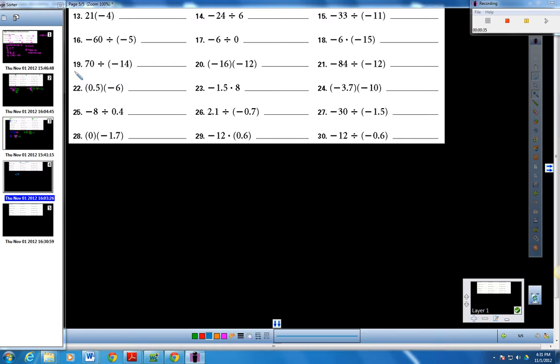In our last example, we did number 19. In our next example, we might try something like number 20 for multiplying. If you look at number 20, I know that I have a negative multiplied by a negative. I know my answer is going to be a positive, so I'm just going to look at 16 times 12.